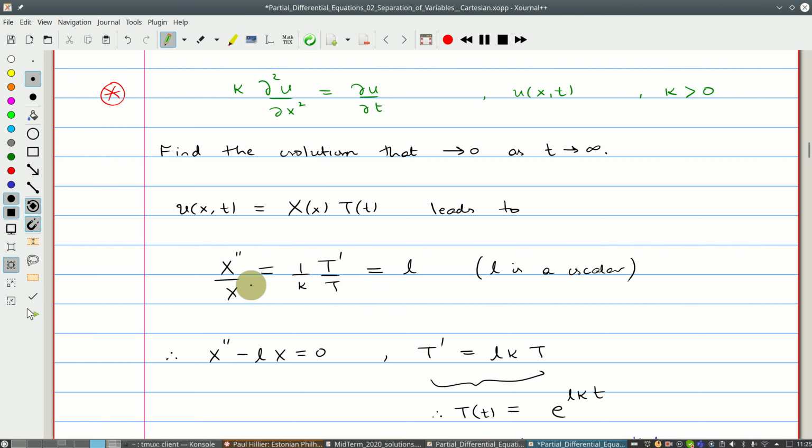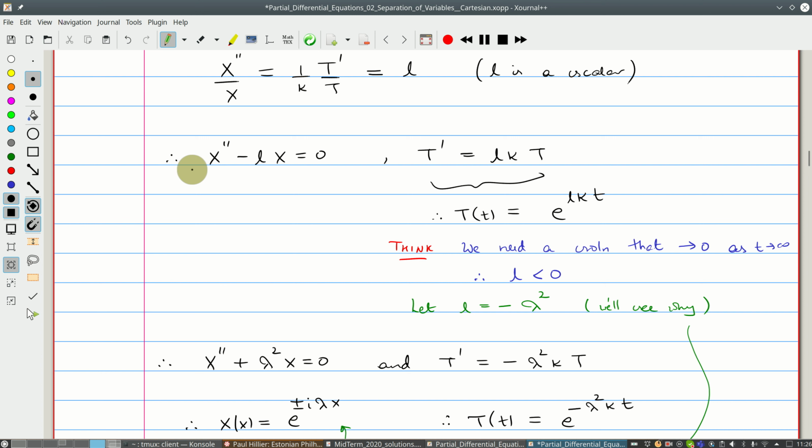This on the left hand side is a function of little x only. This on the right hand side is a function of little t only. The only way they can be equal for all x and all t is that they are both equal to a scalar. I've called the scalar L.